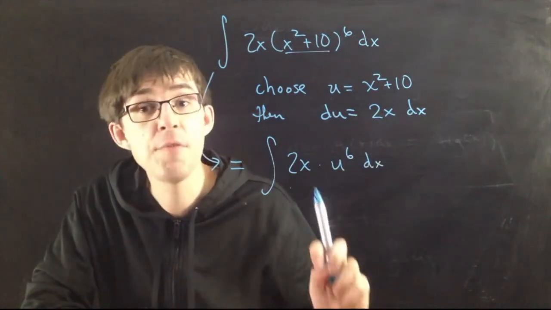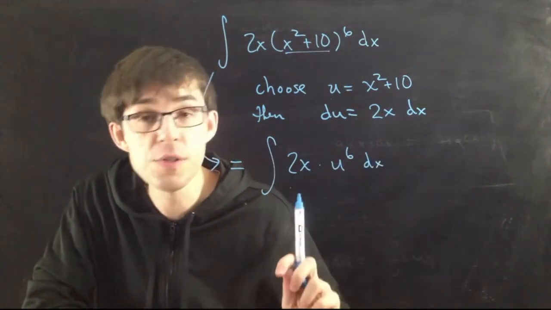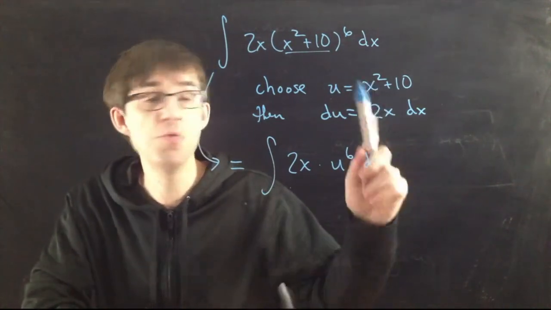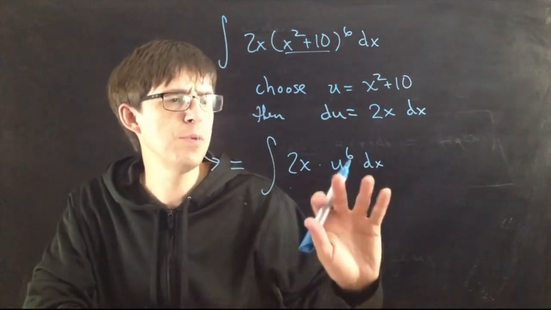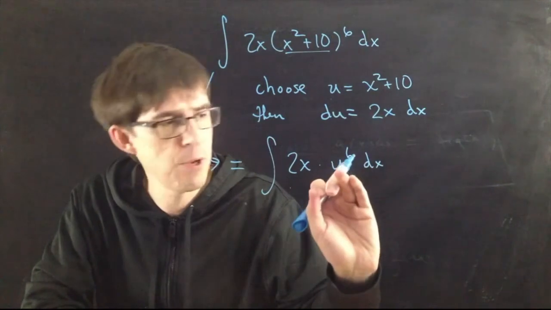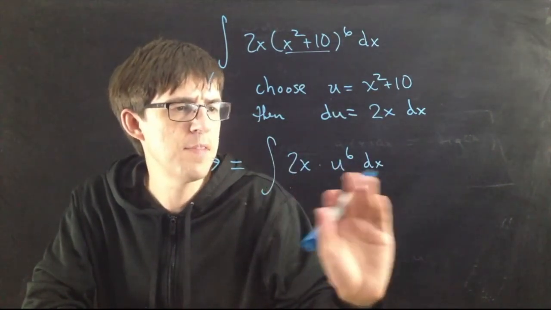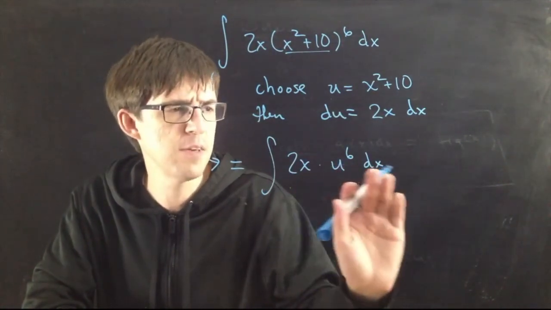dx. All right, I've replaced some of the x's by u. My goal is to replace all of the x's by u's and du's. Okay, what can we do with this? I have u to the 6. I like the way that looks, but I now have these leftover things, the 2x and also dx.